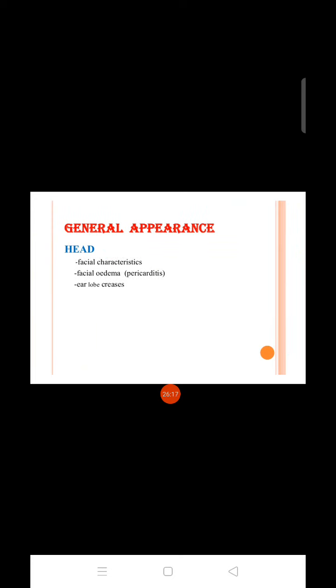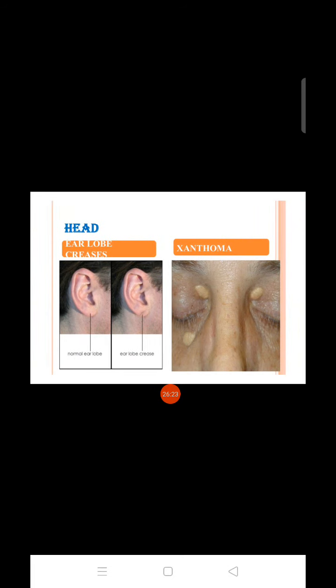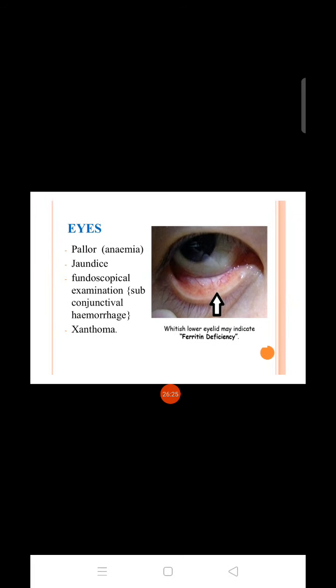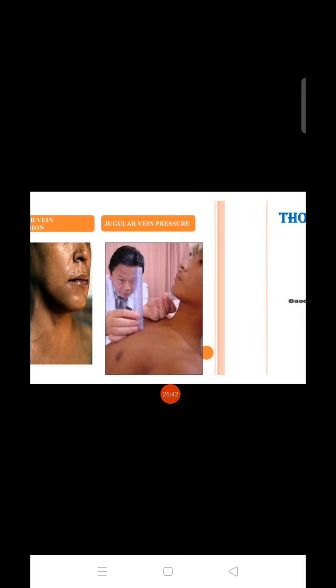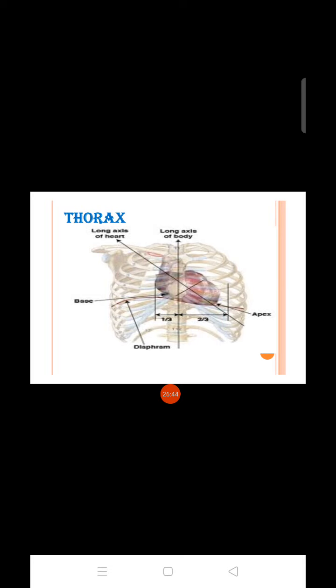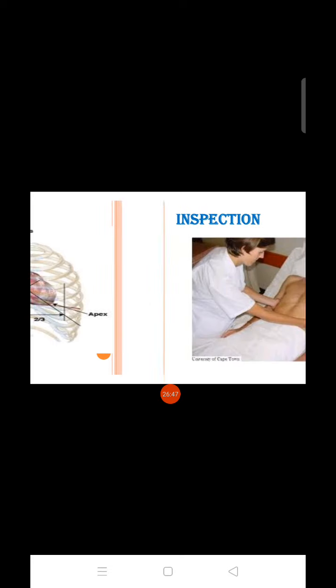Next is the physical assessment. There is general appearance, facial characteristics, facial edema and earlobe creases. In this image you can see. For eyes, we have to look for pallor, jaundice, fundoscopic examination, xanthoma. Next, mouth: we check for cyanotic lips, lesions in buccal mucosa, carotid and jugular vein pulses, jugular vein distension, jugular vein pressure.